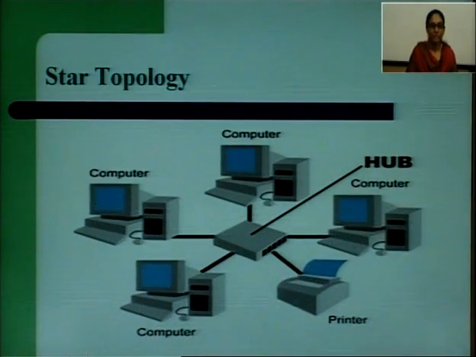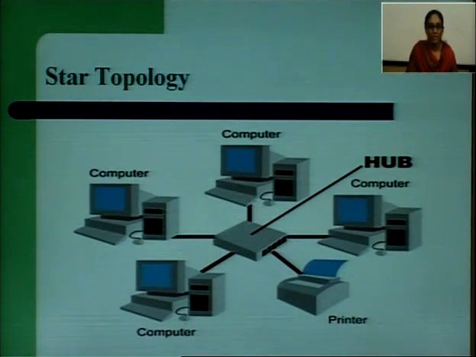In the case of the star topology, all the computer systems are directly connected to some central hub. They are not connected with each other. The hub can be an active hub or a passive hub.